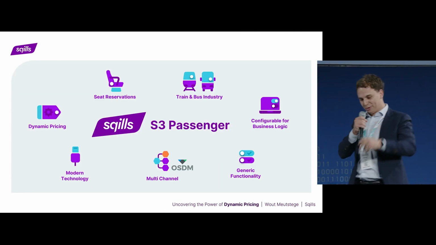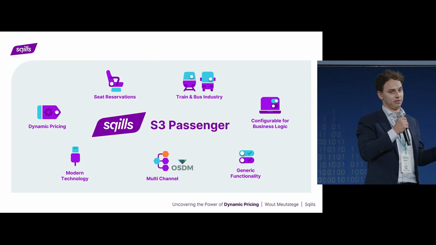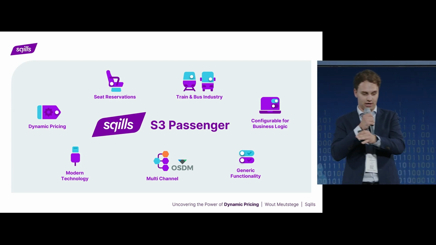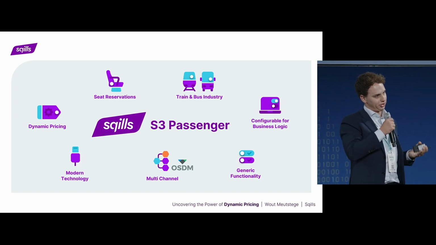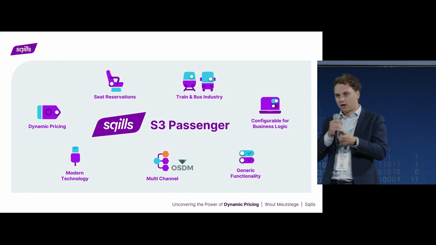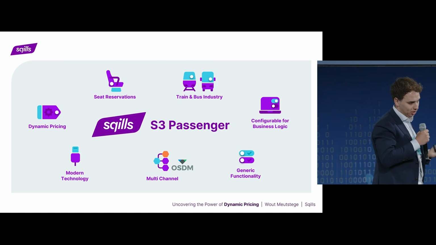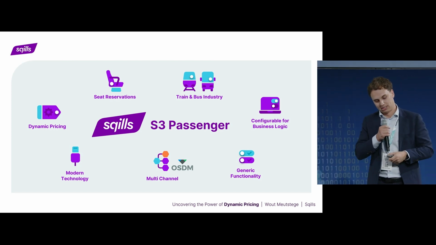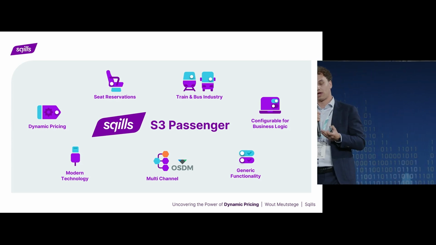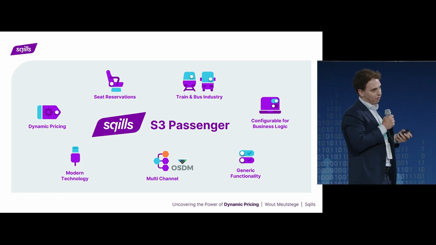If you come by our booth later, you will see some of these pillars that we stand by. We serve any operator in the industry. If you look at our previous picture, we go from the low-cost operator to the full-service network carrier. In that sense, we don't make any distinction, and our software powers them all. We enable targeted distribution of your tickets through any channel that you may have: online, via the app, but maybe also via the OSDM standard that we are investing in as well. And what we are really proud of is our capability of doing seat reservations, attended by the power of dynamic pricing.